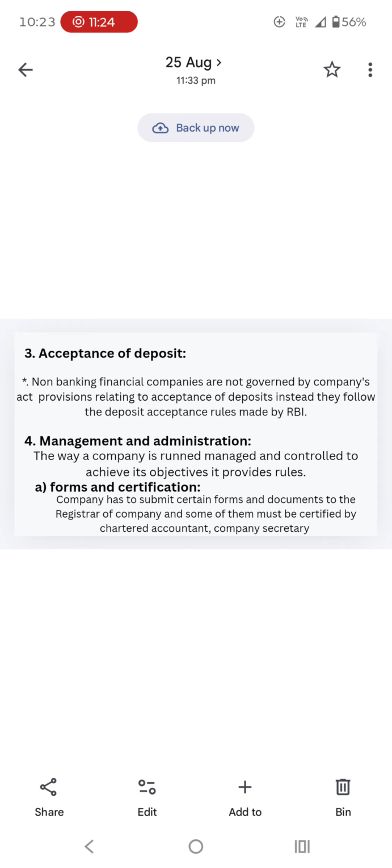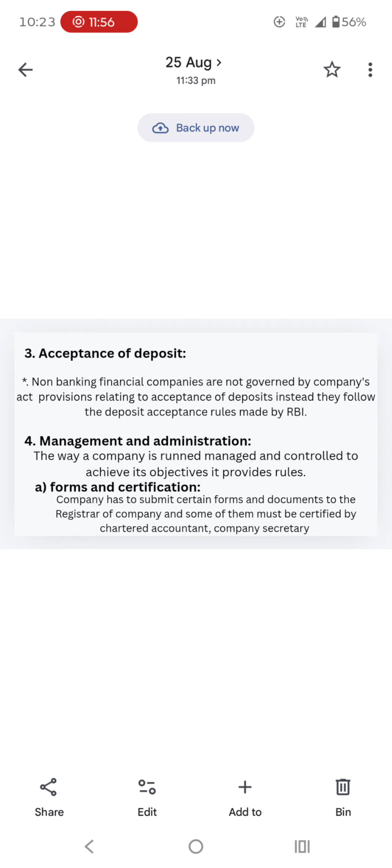Non-banking financial companies are not governed by the Companies Act. They do not follow the Companies Act 2013 and its provisions relating to acceptance of deposit. Instead, they follow the RBI system. RBI means Reserve Bank of India. They will follow the system of RBI, not the system of Companies Act 2013. So this is the third point.